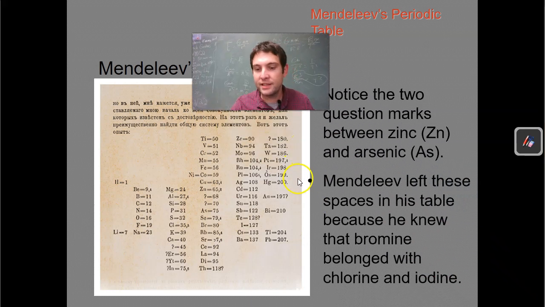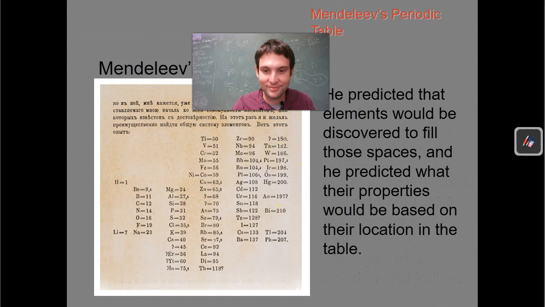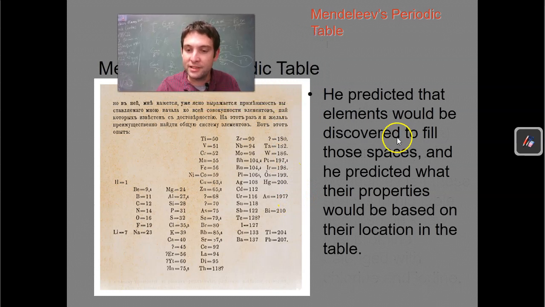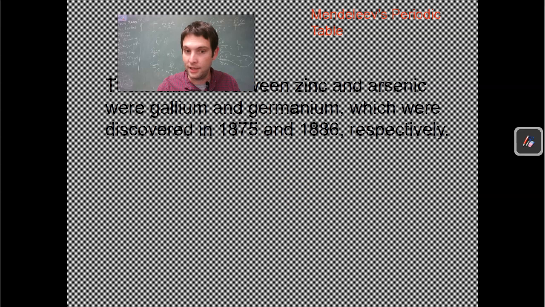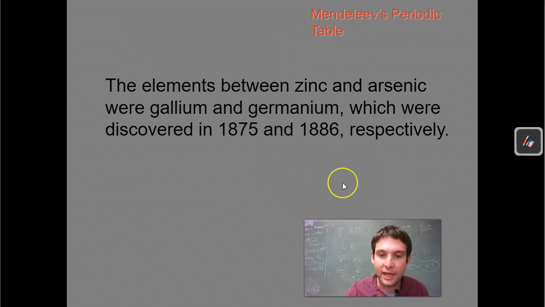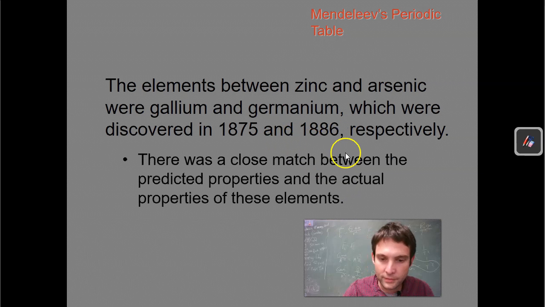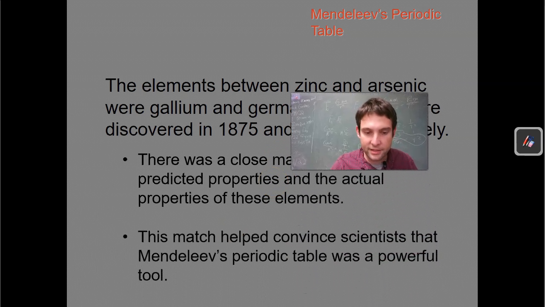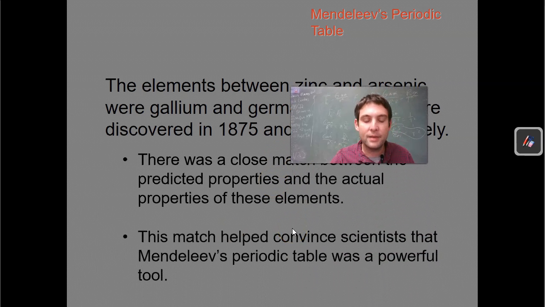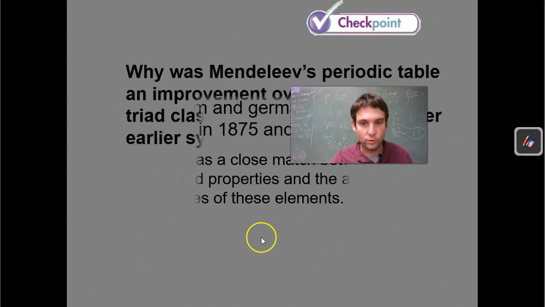Mendeleev left these spaces in his table because he knew that bromine belonged with chlorine and iodine. He predicted that elements would be discovered to fill in those spaces, and he predicted what their properties would be based on their location on the table. And the elements between zinc and arsenic were gallium and germanium, which were discovered in 1875 and 1886, respectively. There was a close match between the predicted properties and the actual properties of these elements. This match helped convince scientists that Mendeleev's periodic table was a powerful tool.